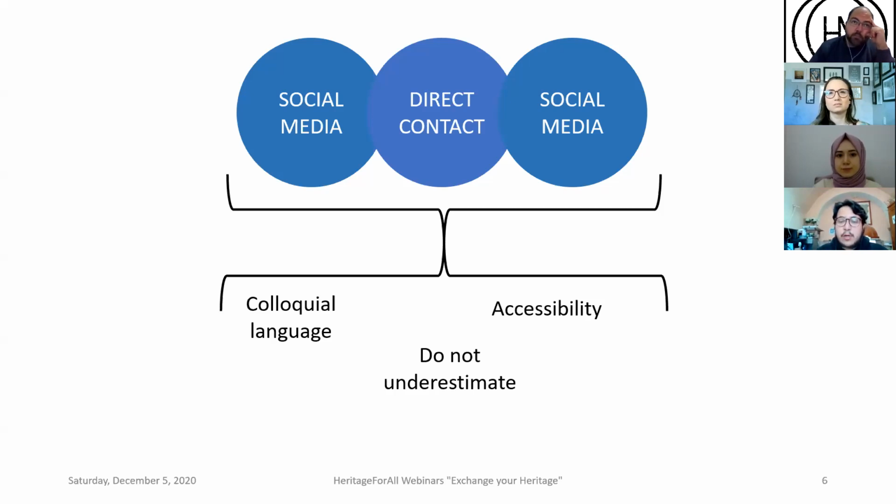The second rule is do not underestimate the social medias. The people are not fools. The people are not ignorant. They have knowledge. And in this case of heritage, they can have even more knowledge about the heritage we are talking or trying to work on than us. Because they have lived them. They work and have their lives bonded to it for generations and so on.